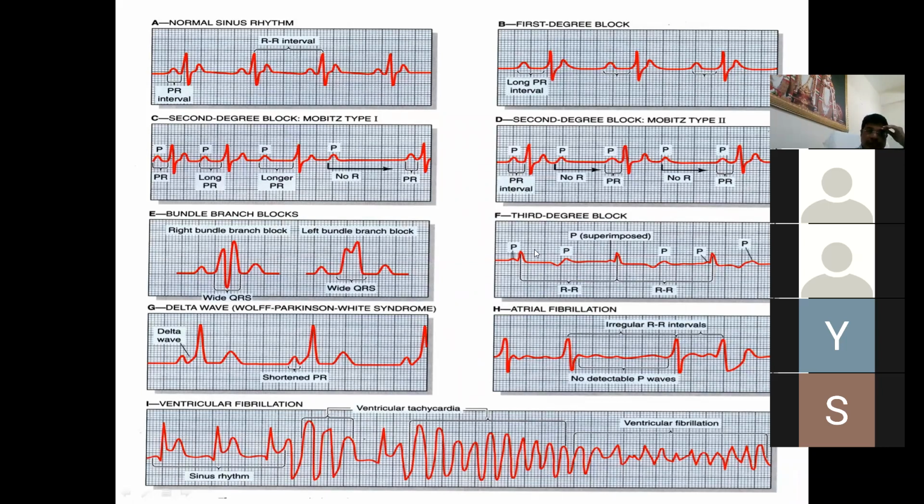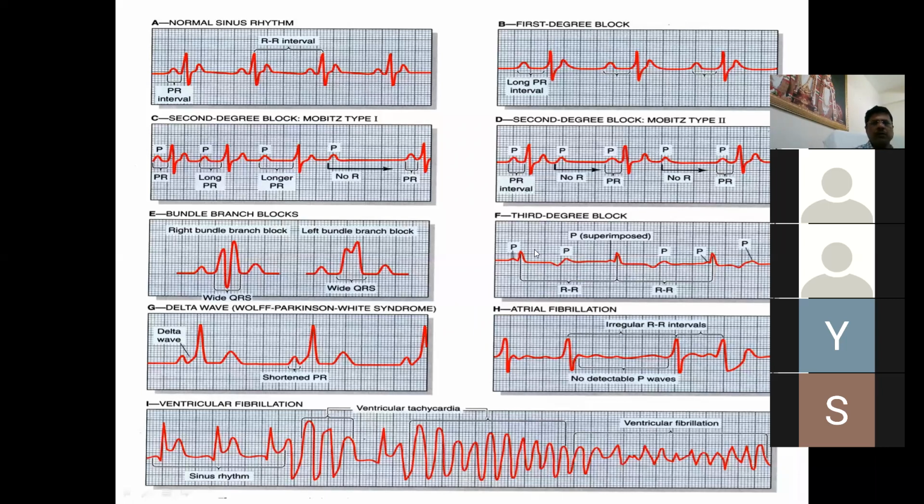Second degree heart block, Mobitz type 2. In Mobitz type 2 second degree heart block, not all P waves are conducted to the ventricles. Some are conducted, some are not conducted. So here you have different patterns: 2:1, 3:1, 4:1. 4:1 is rare.